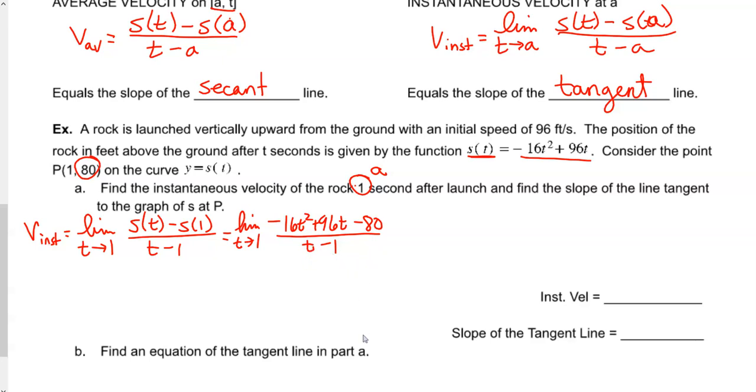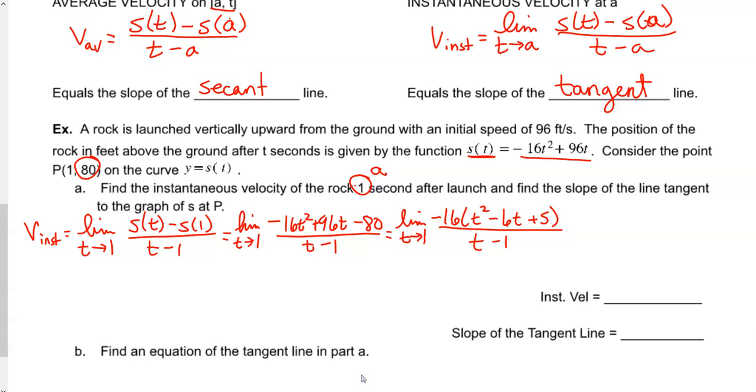So 0 over 0 means I need to factor my function a little bit to see if I can get rid of that factor that's giving me the 0 over 0. So up top here, I do have a common 16, and actually, I'm going to take out a negative 16. When I do that, I'm left with t squared minus 6t plus 5, all over t minus 1. Oops, I forgot to put that we're approaching 1 over here. Okay. Now, can I go further?